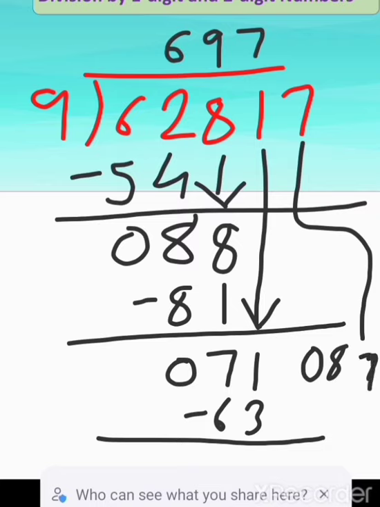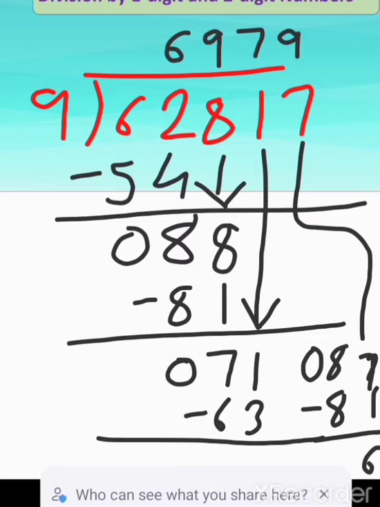Again it is not coming in the table of 9, so I'll go for 9 9s are 81, because 9 10s are more than 87. So my remainder is 6 here. Okay, I hope the division is clear, how we have divided a 3-digit number. Similarly, we are going to divide 4-digit, 5-digit or 6-digit numbers also.